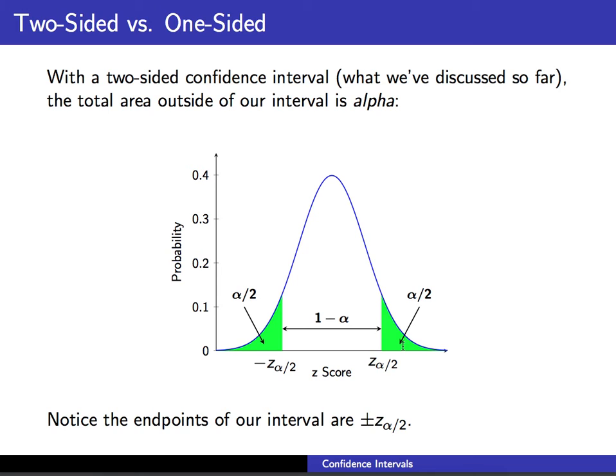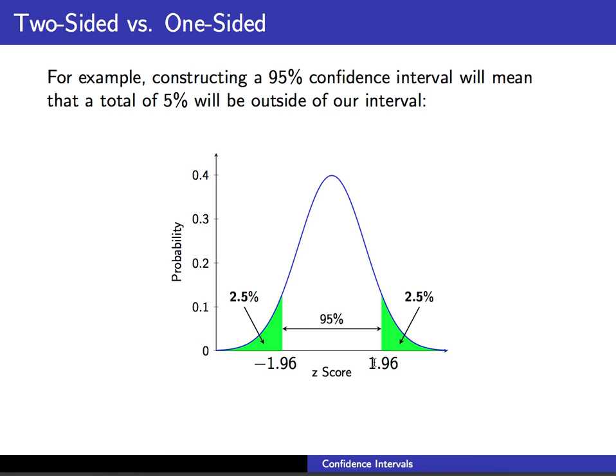But in terms of this confidence interval, this is a two-sided confidence interval because we do have part that is to the left of this extreme, and we have a part that's to the right of this extreme. And again, notice the endpoints of our interval are plus or minus z sub alpha over 2. So if we use a 95% confidence interval, we have 2.5% to the left of this extreme, this lower z-score of negative 1.96, and we have 2.5% above this extreme, this z-score of positive 1.96. And if we add them all up, 2.5, 95, and 2.5 adds up to 100%.